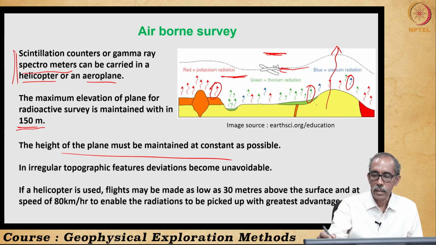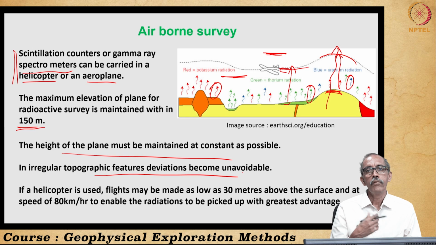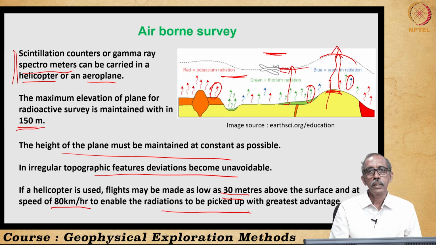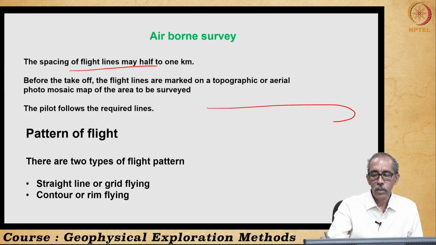Also, topographic variation. So, here there is a hill, and because of the hill we need to fly over it, right. As far as possible, the height of flying has to be kept constant. So, these are all some issues which we have to overcome, right. If helicopters are used, we can fly at a very low altitude, right, and also at a lower speed, so that the radiations are picked up with greatest accuracy and advantage, right. Usually, the flight lines are about half a kilometer to 1 kilometer apart.